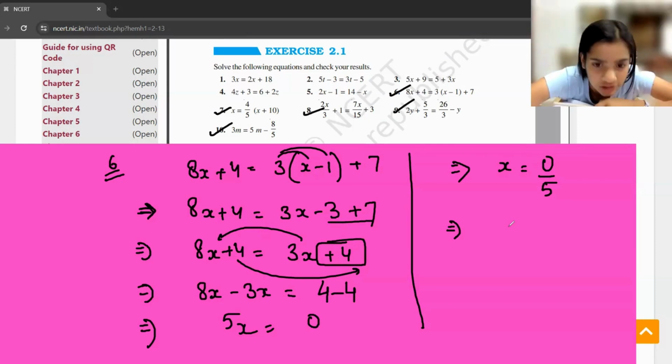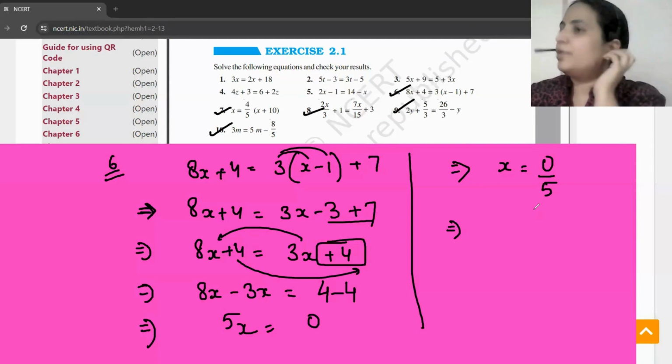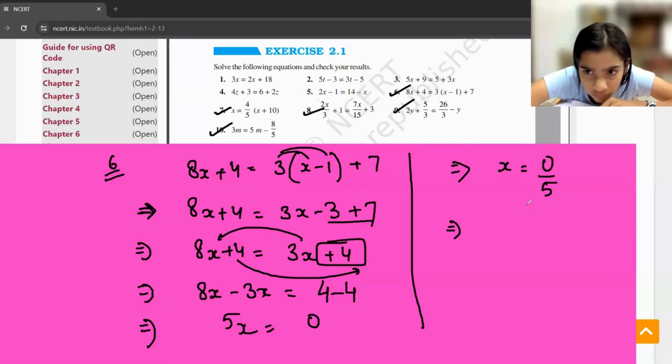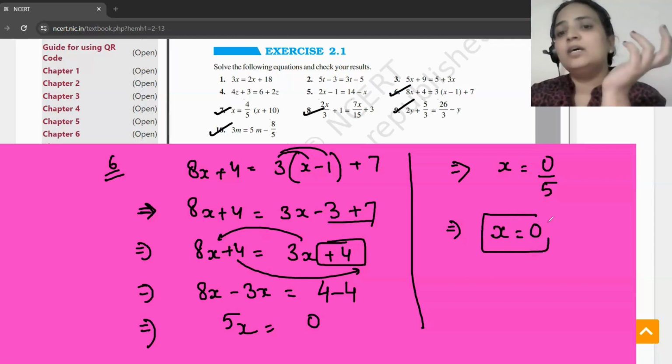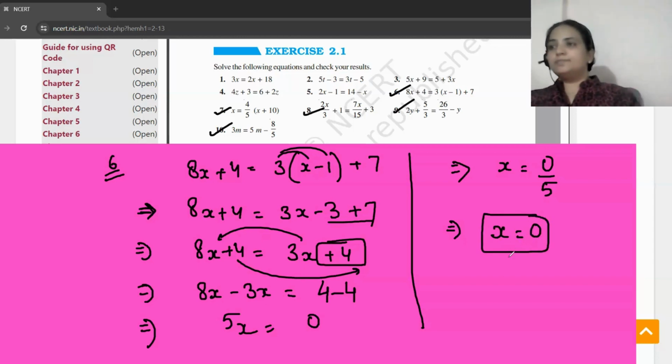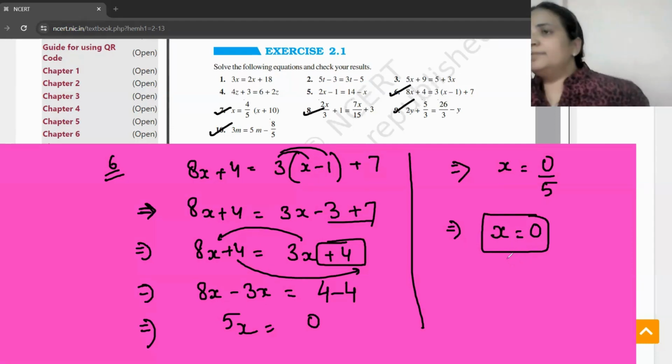So, rational number. 0 by 5 equals to what? I know that is a rational number. Yes, 0 by 5 is 0 only. That's the solution of this equation. Understood or not, everyone? Is this thing clear to everyone or not? Quickly write this down and then I'm moving to the next part.